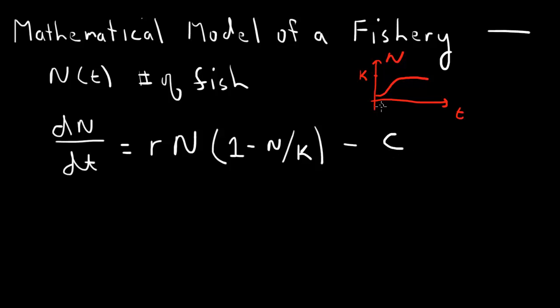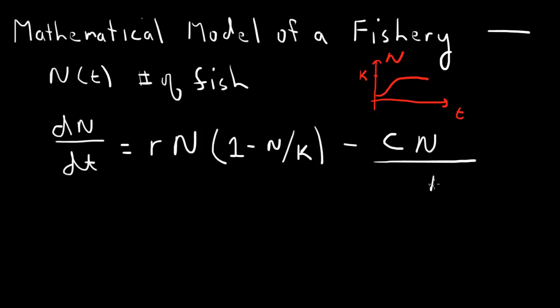But if n is small, so if you overfish and you drive the fish population down to a small value, the fishermen won't be able to catch their quota. So we would like this extra fishing term to go to 0 with n. So we can modify this term by making it go to 0 with n, while at the same time going to c when n is large.